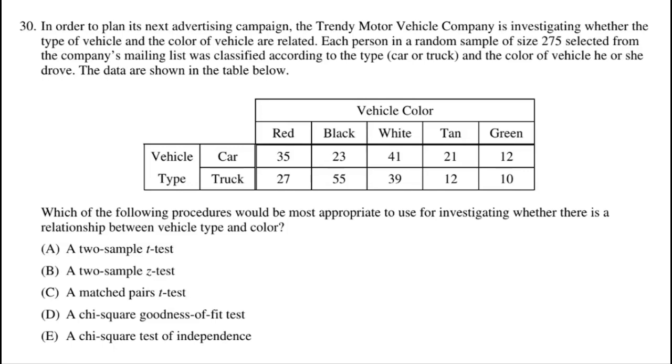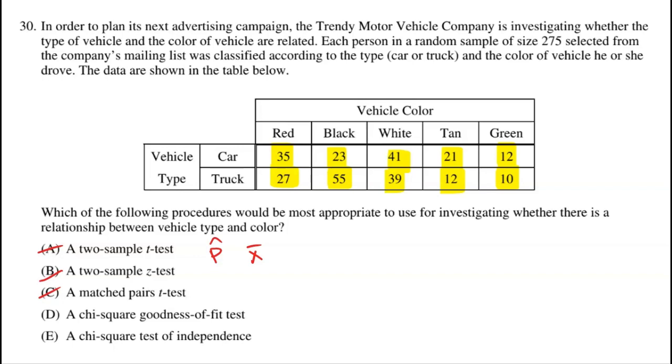Now, the first thing I noticed is that these are all counts. None of these are means. None of these are proportions. These are all counts of data, which is exactly what chi-squared is for, looking at counts. I counted 35 people who bought a red car. I counted 55 people who bought a black truck. So I'm not going to use a 2-sample t-test or a 2-sample z-test or even a matched pairs test, because that's all for sample proportions or for sample means. We're not looking at that. We're looking at counts. So now I know that I want to do a chi-squared test.